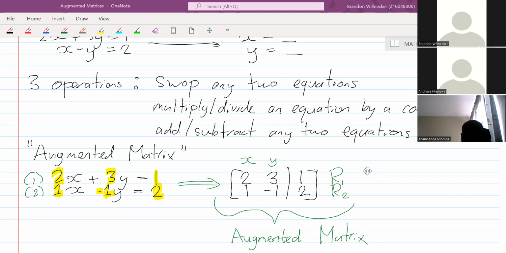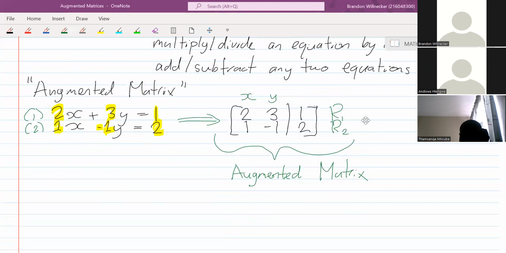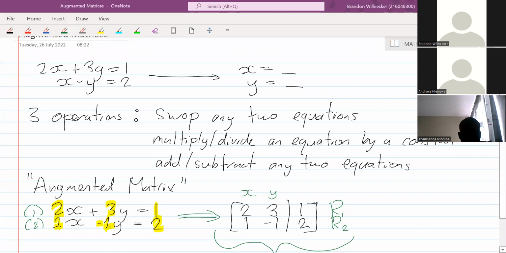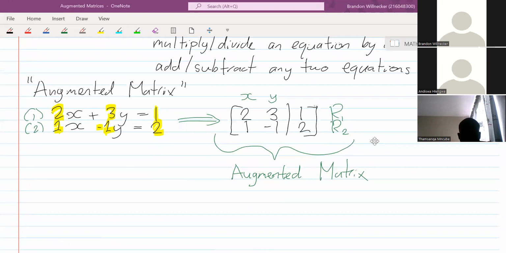So we've got the x column, the y column. We'll see later we have the z column. Okay, as long as you keep that order, then everything is fine. Okay, so now that we've got this augmented matrix, these operations that we had before for the equations now become what we call row operations. Okay, because we do them on the rows, because the rows mean the equations. So now we have row operations.